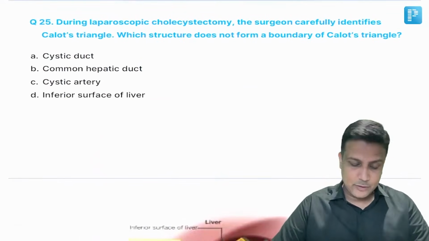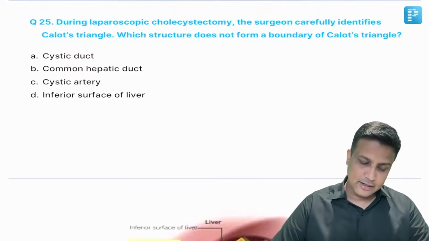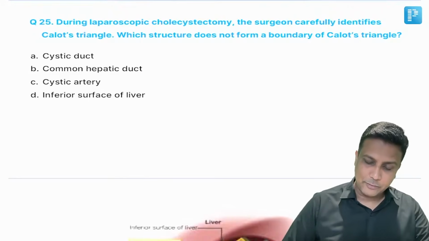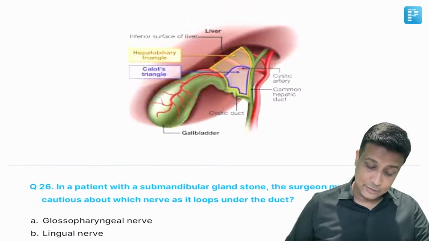Next one. During the laparoscopic cholecystectomy, the surgeon carefully identifies the Calot's triangle and which structure does not form the boundary of the Calot's triangle. I hope you remember that mnemonic. Normally, I don't like the mnemonics and all, but most of the students will be learning with that one. C for Calot's triangle, and all the boundaries are with C only.